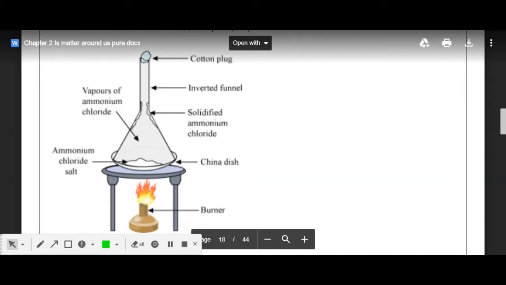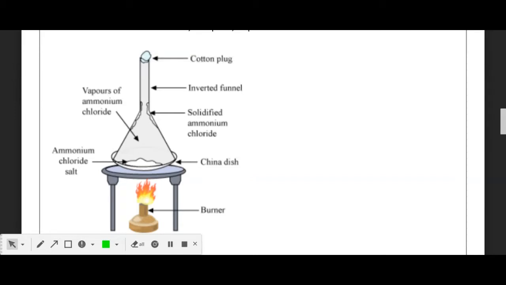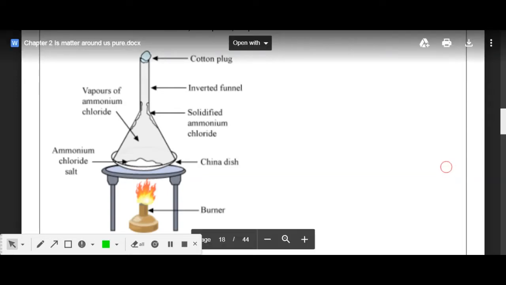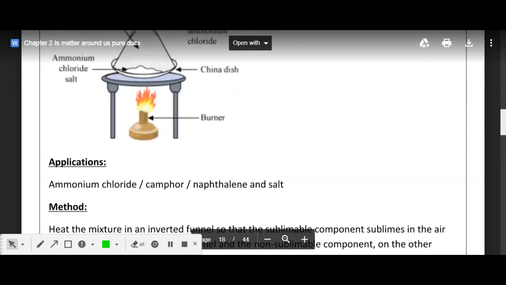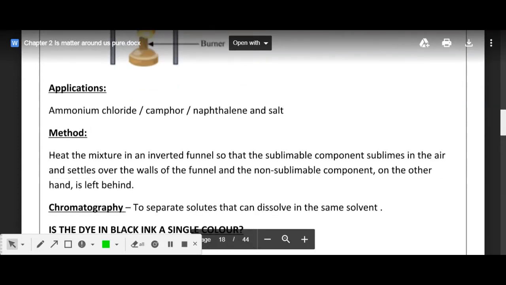So what will happen after some time, when the gas has evaporated and the mixture has cooled down a little bit? You can see solidified ammonium chloride at these corners of the funnel, right? So in this way we can separate out the sublimable substance by just heating. So this is ammonium chloride, and we can do the same for naphthalene balls or salt.